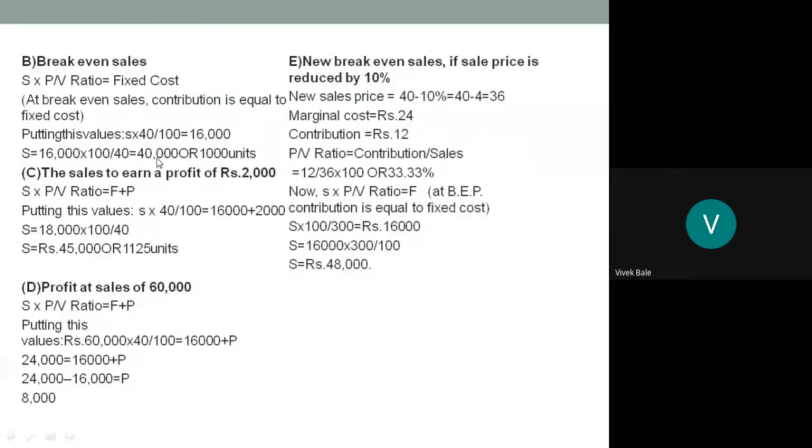Here the 40,000 is in amount and 1,000 is in units. Now you will ask how 1,000 units came. Because our selling price is 40. So 40,000 divided by 40, you will get 1,000 units as the break-even point in units. And in terms of money, the break-even sales is 40,000 rupees.